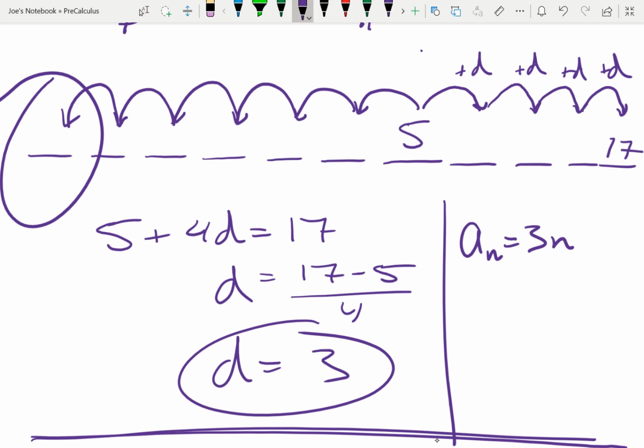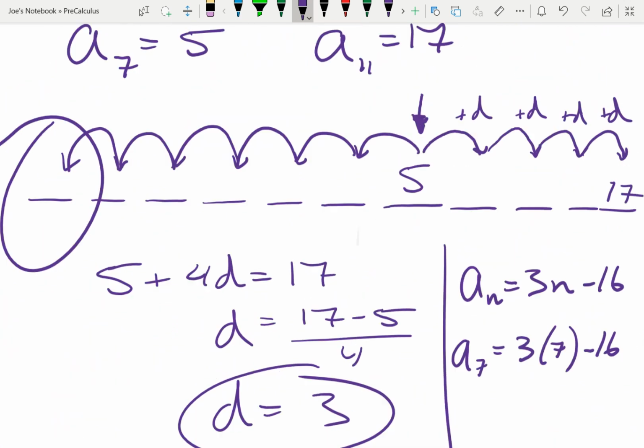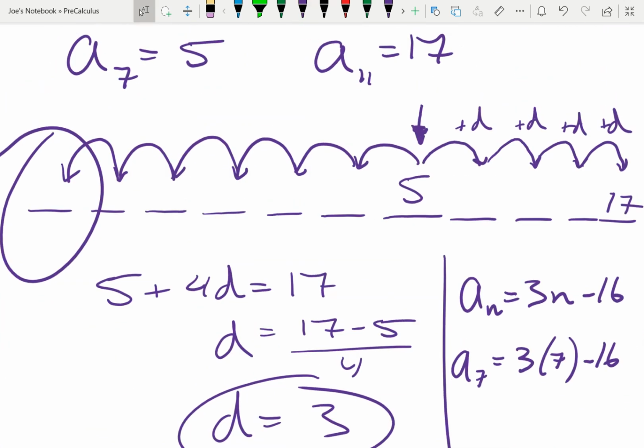But now, look, I know my 7th term is 5. So if I do A sub 7 is 3 times 7, 3 times 7 is 21. How do I turn 21 into 5? Subtract 16. So your formula is 3n minus 16. Did I say it was my 7th term? Yeah, my 7th term. All right.